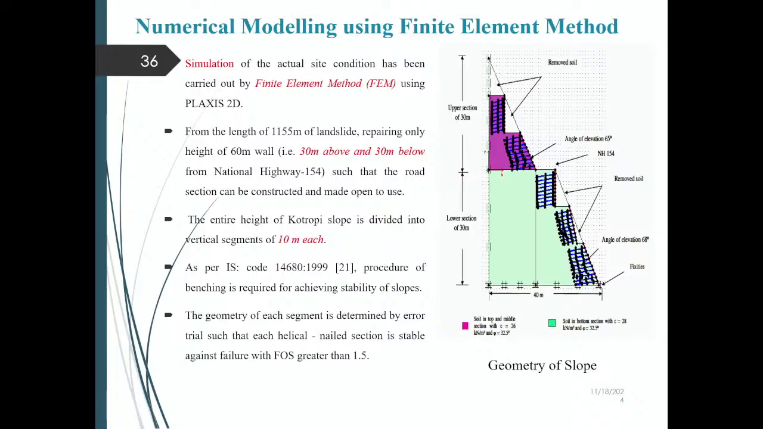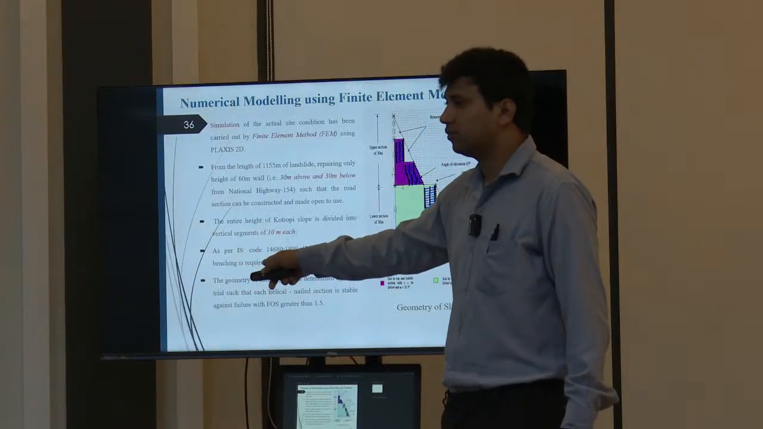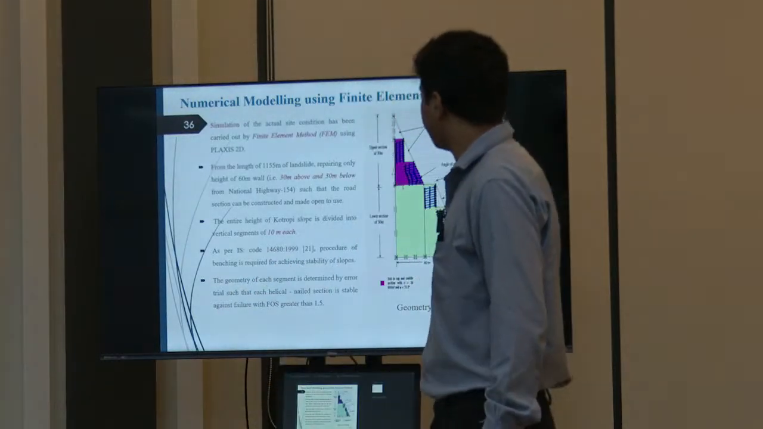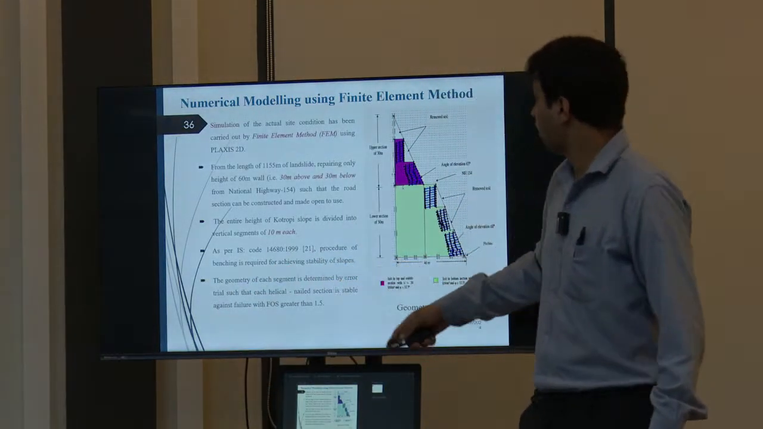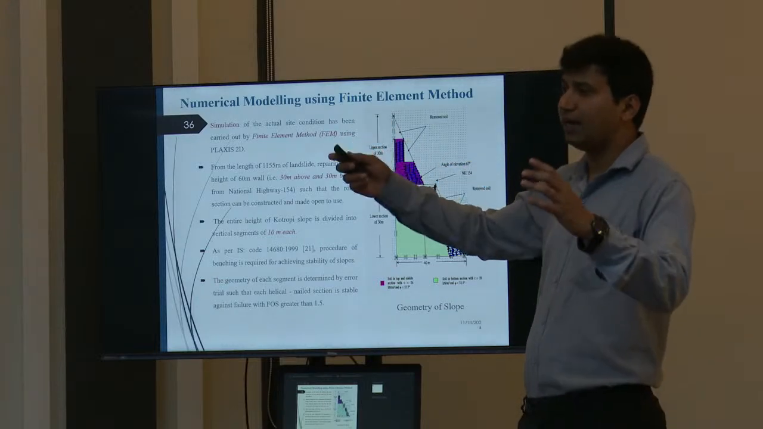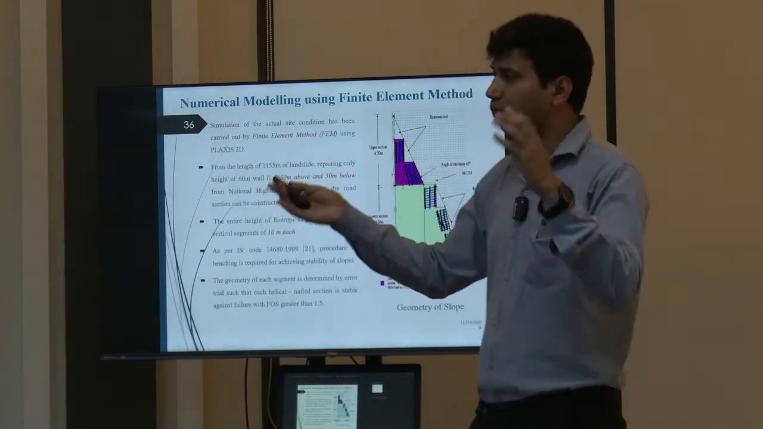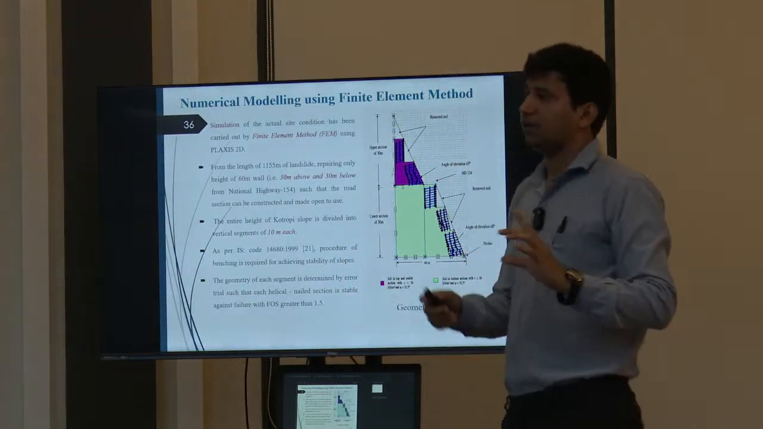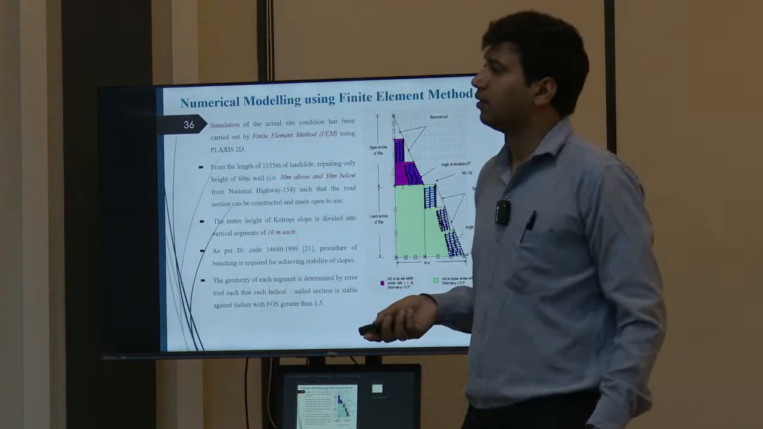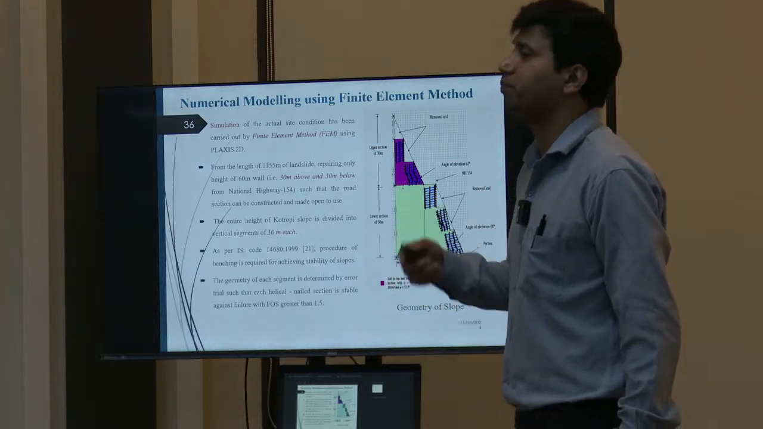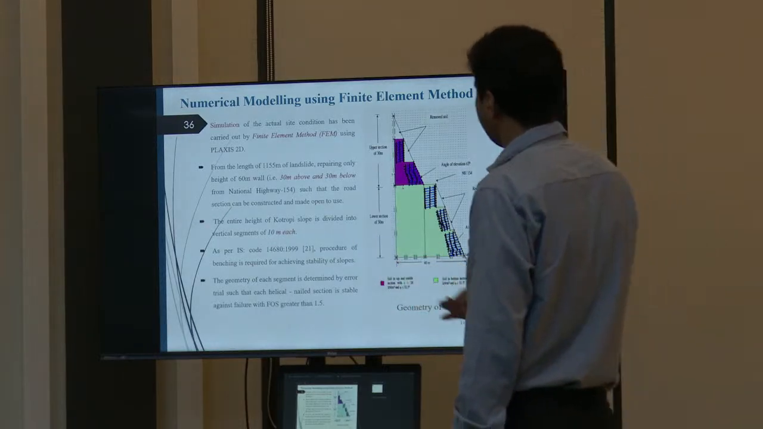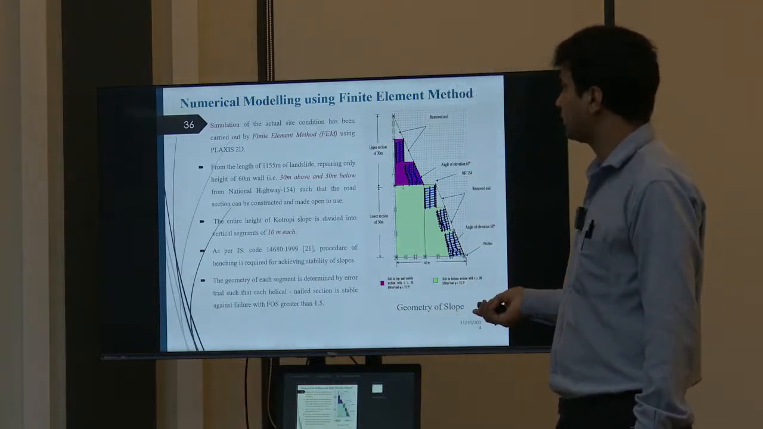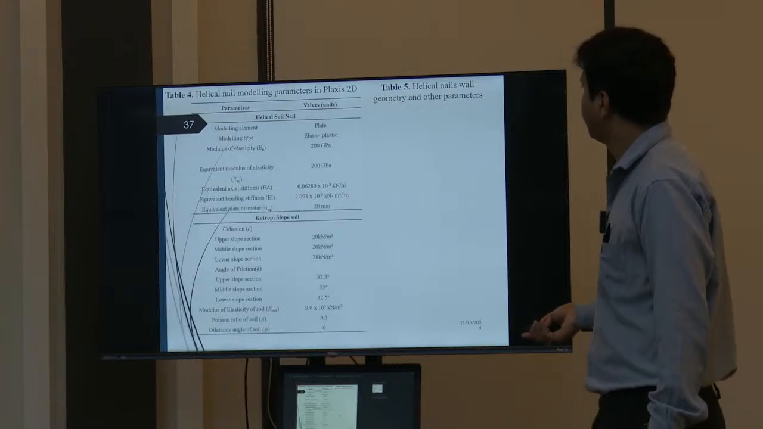Also we use the benching as per the IS code. This is the Indian Standard Code for landslides, which says that if you divide a bigger landslide into benches or segments, you can achieve a better factor of safety. So we used that procedure by dividing the whole slide into different segments.